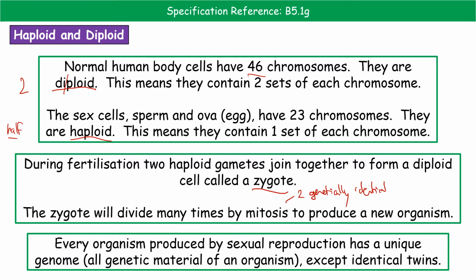Now, the other part we need to remember is that every organism that is produced by sexual reproduction, so a sperm and an egg joining, or a male and female gamete joining, is going to have a unique genome. And remember, the genome is just all the genetic material of an organism. One exception, identical twins.